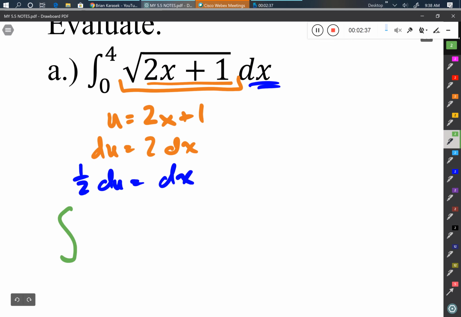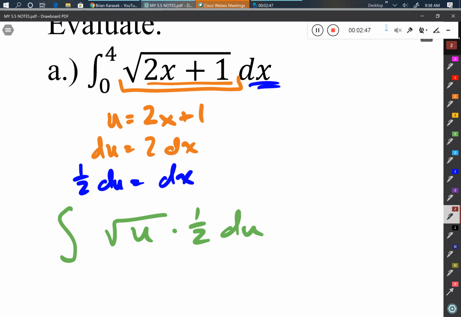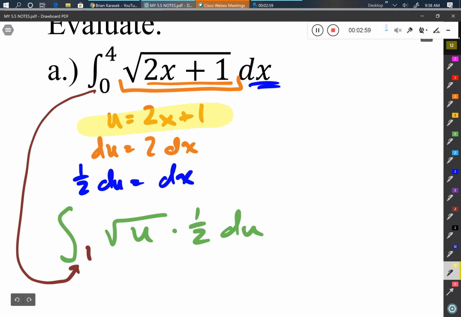The substitution then becomes the square root of u times 1/2 du. But now what I need to do is figure out what's going to happen to the original limits of integration. What's that 0 going to become when I change from x's to u's? That 0 is going to become 1. How did that happen? Right here. If u is equal to 2x plus 1, then u is going to be 2 times 0 plus 1, which is 1.